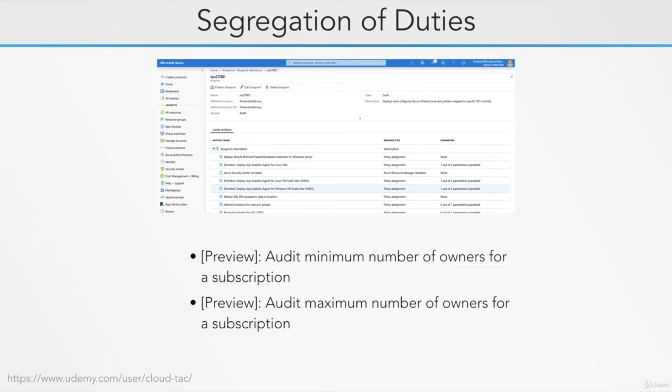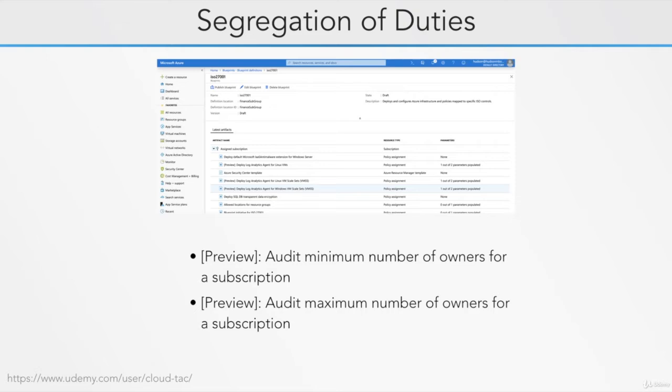Having only one Azure subscription owner doesn't allow for administrative redundancy. Conversely, having too many Azure subscription owners can increase the potential for a breach via a compromised owner account. This blueprint helps you maintain an appropriate number of Azure subscription owners by assigning two Azure policy definitions that audit the number of owners for Azure subscriptions.